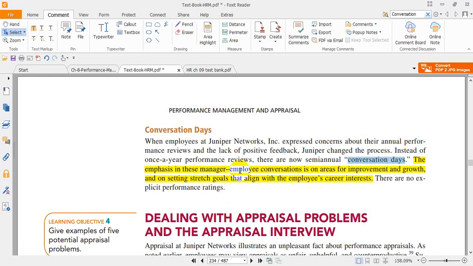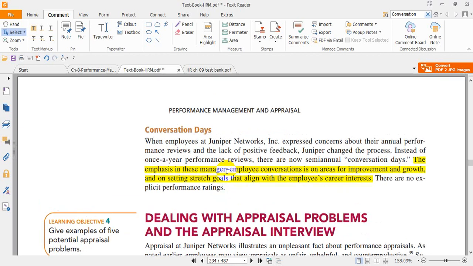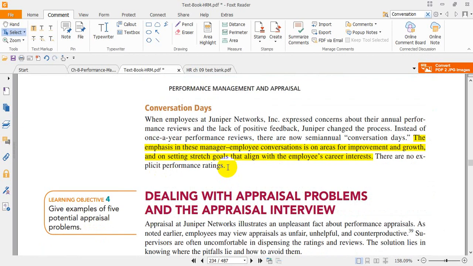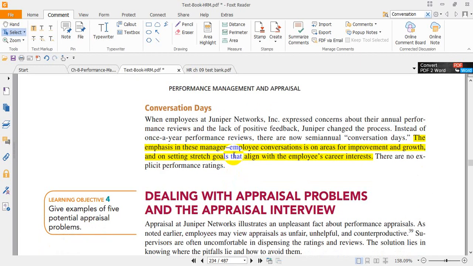Okay, that's all for today's presentation. We talked about the methods that can be used for performance appraisal, and who should do the performance appraisal, and what is the meaning of performance appraisal, and what is the difference between performance appraisal and management appraisal. That's all for today's presentation.